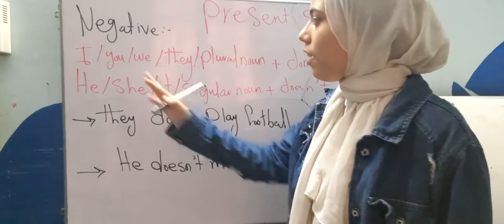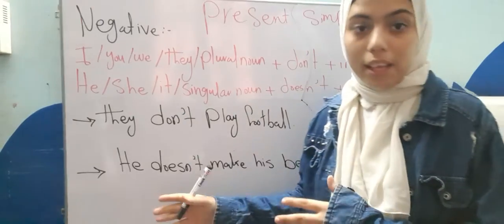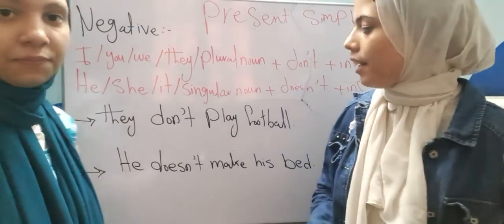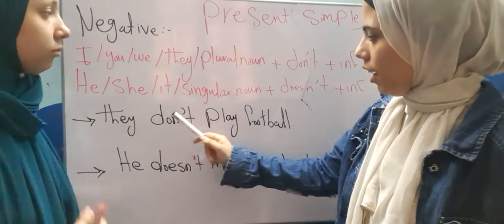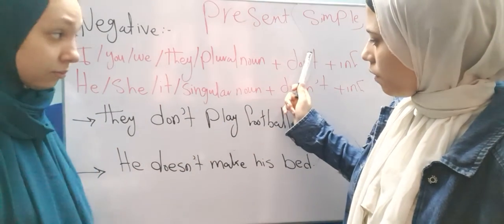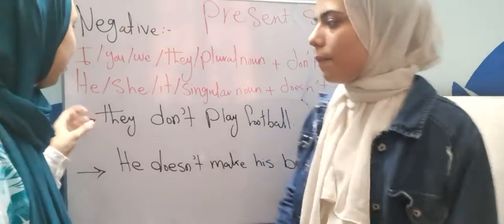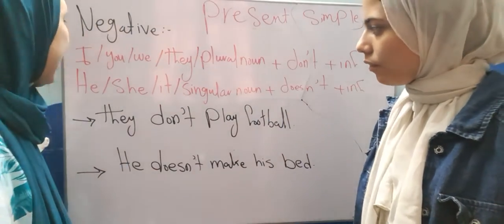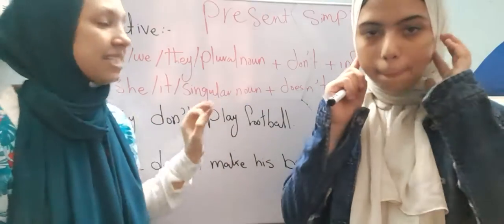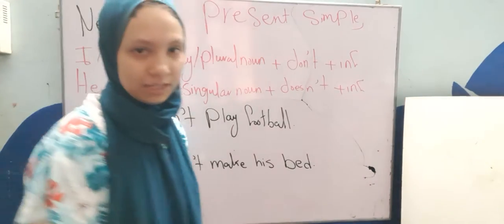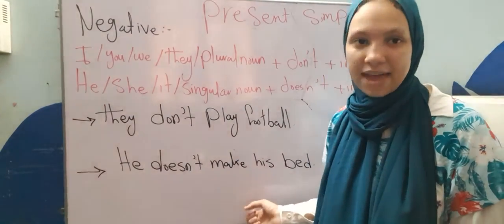As for the negative, I, you, we, they, or a plural noun plus don't plus infinitive. So I can say they don't play basketball. Here is the subject, they, and don't, the negative word that we use, and play is the infinitive. And we can say in the negative, he, she, or it, or any singular noun plus doesn't plus the infinitive. Okay? Like he doesn't make his bed.